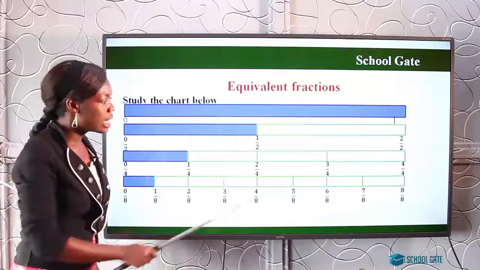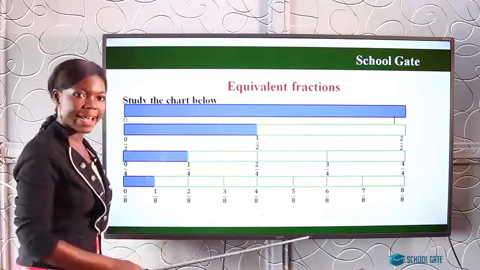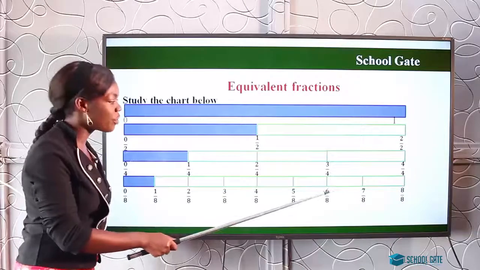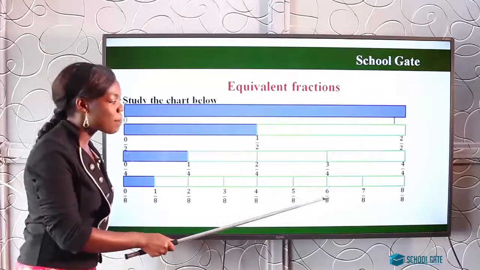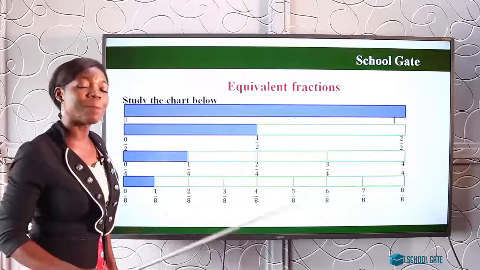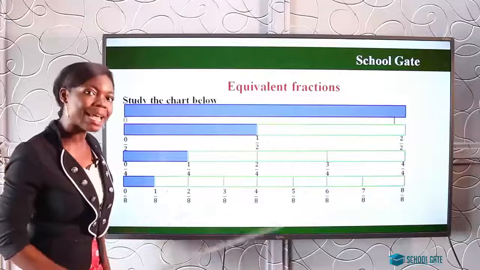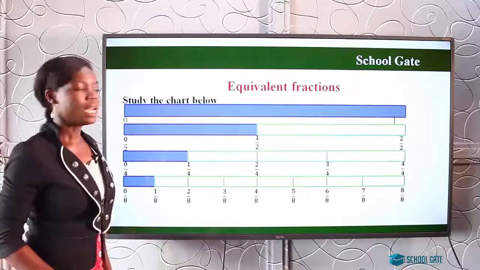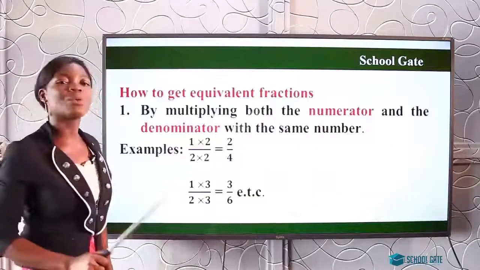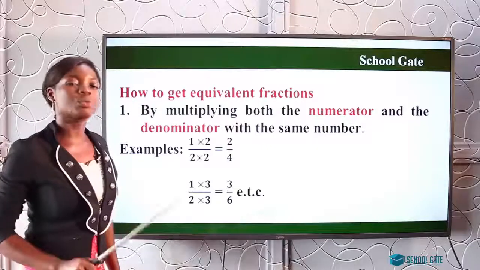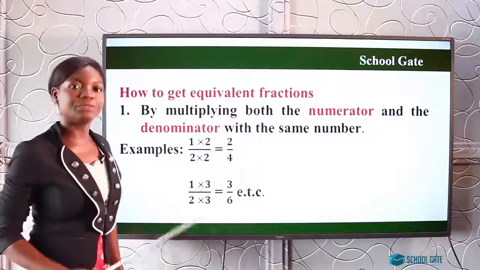Are we getting it? 3 over 4, 6 over 8. They are different numerators and denominators, but they represent the whole number here. That means when you further divide them or multiply them with the same number, you will get this number here. Now, the next thing is, how can we get equivalent fractions? There are two methods. You can use multiplication or division.